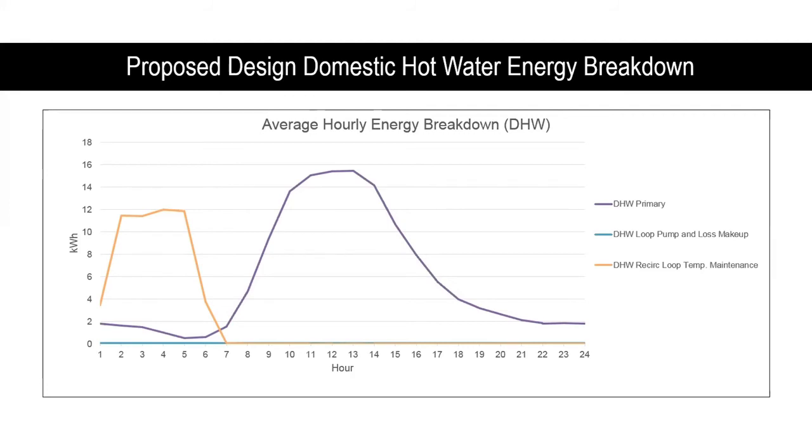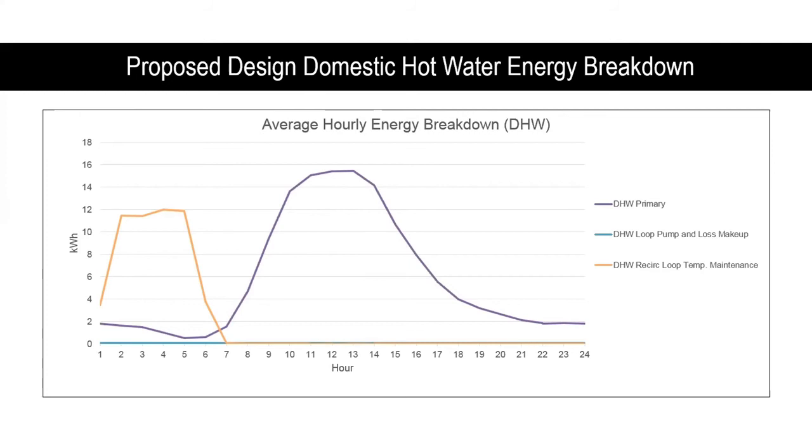temperature maintenance. This is a graph of the average hourly energy breakdown. And as I mentioned earlier, there's energy being used between the hours of 1 and 7 a.m. And now we know that the domestic hot water recirc loop is turning on between that time and using up energy.